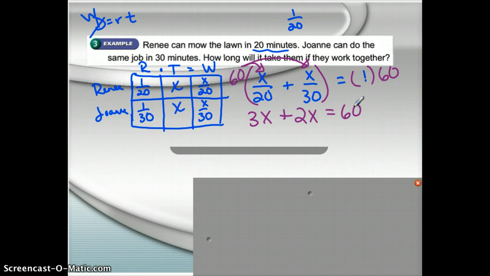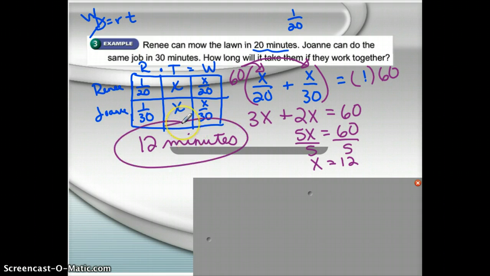So I've got 3x plus 2x equals 60. So I have 5x equals 60. I'm going to divide by 5, and I get x equals 12. X is my time that they both have to work, and I put it in minutes. So they're going to take 12 minutes to finish the entire job together, which makes sense because it should be less than either of them can do alone.